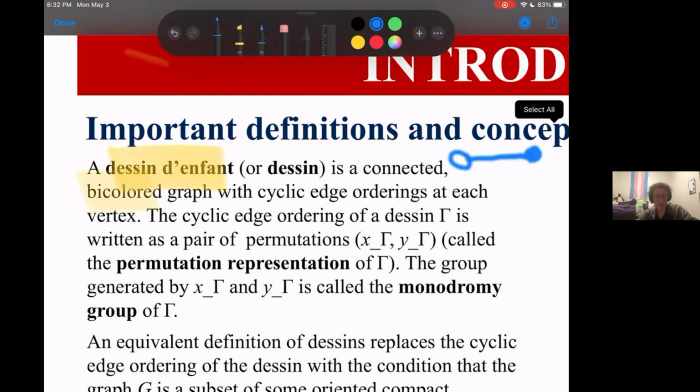Okay. And the cyclic edge ordering means that we're going to number the edges of the Dessin.